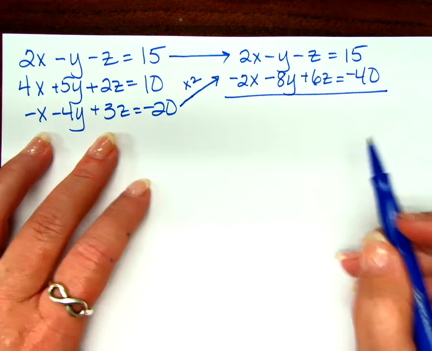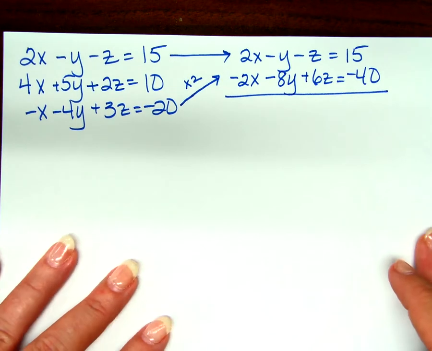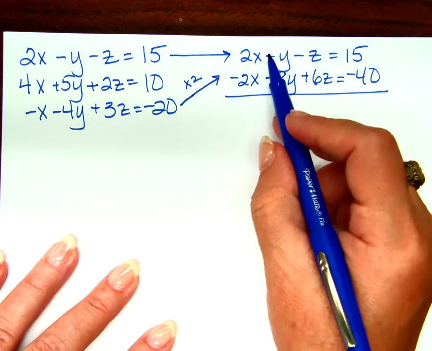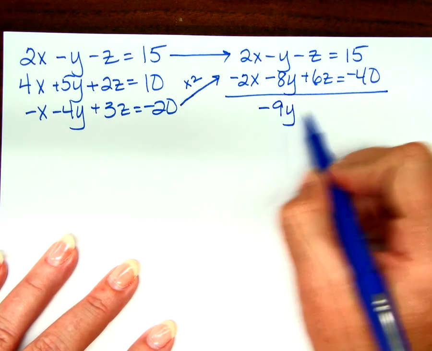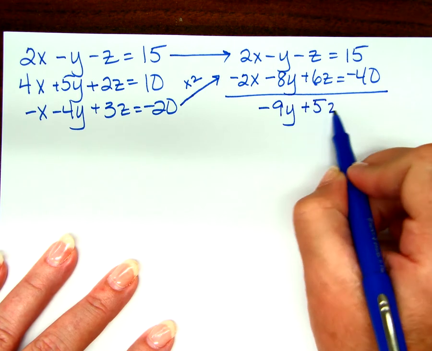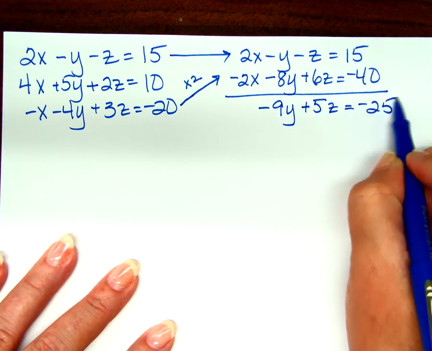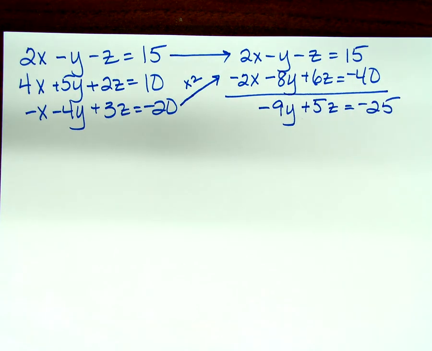Excellent. I love how you did that so fast. That was amazing. Negative 9y plus 5z equals negative 25. We good? Now what?